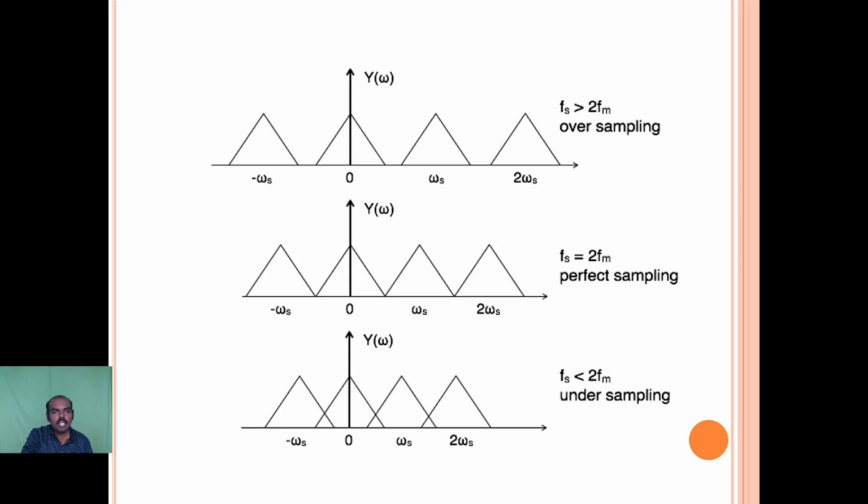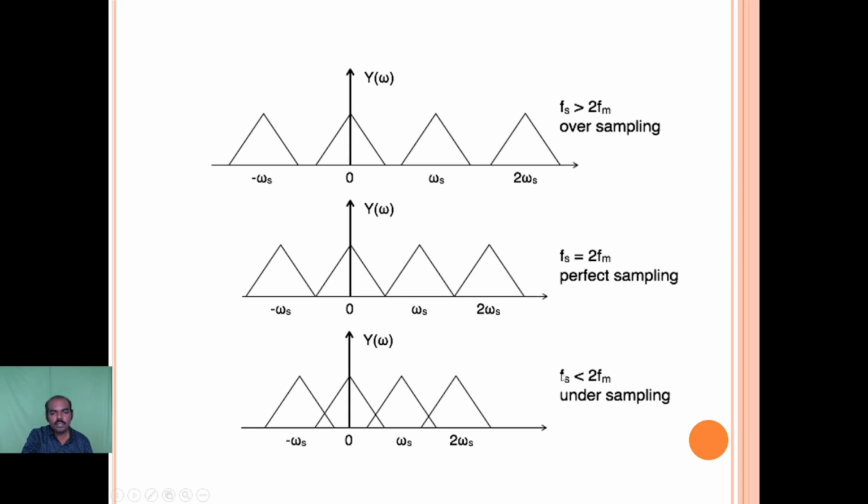Here, there is a small gap between multiple analog signals. This is called oversampling, Fs greater than 2Fm. Next condition, Fs equal to 2Fm. There is no gap between the multiple analog signals. It's a perfect sampling. So this condition is Fs equal to 2Fm.